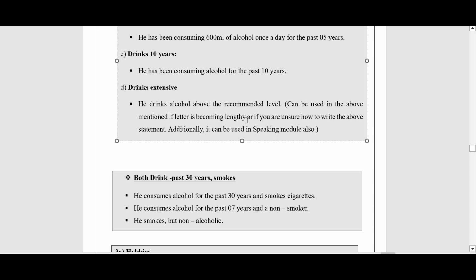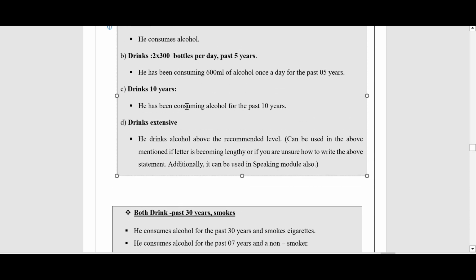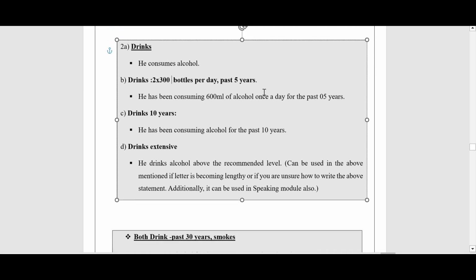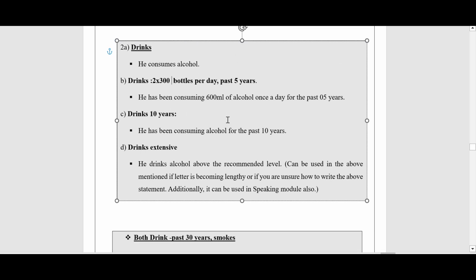If the letter is becoming lengthy, you can just write that he is drinking too much. If you are unsure how to write the above statement, and sometimes these statements are quite difficult, right, if you are forgetting, just write he drinks alcohol above the recommended level. Those are two measures. If the letter is too long, you can just shorten it with this. But all these things, if they are related to his condition, or to his story, his problems, you can mention them. Otherwise you can just skip it.